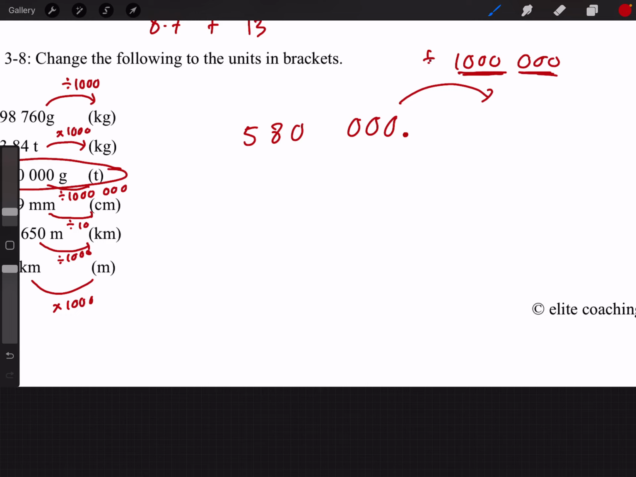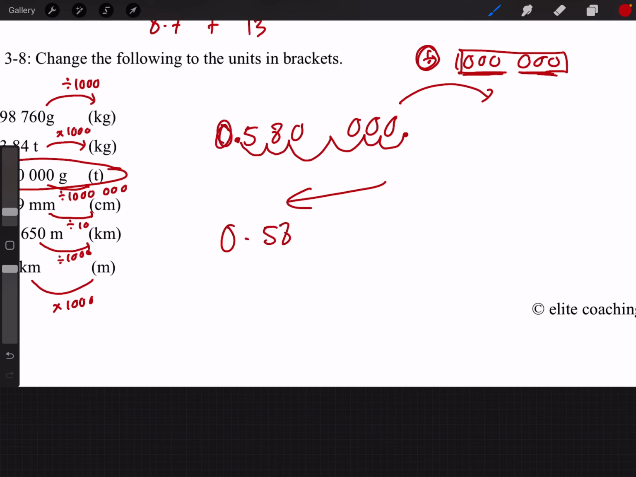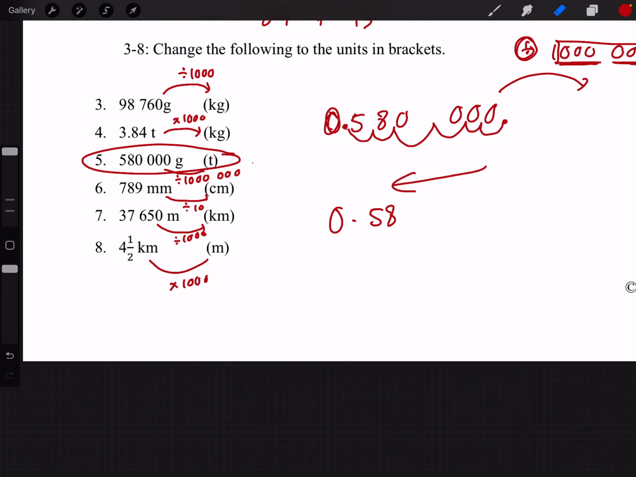When you divide, the decimal place jumps to the left. And how many jumps? Well, there are 6 zeros, so 6 jumps. 1, 2, 3, 4, 5, 6. So the answer is 0.580000. But we don't need to write all of these zeros, so we can just rub them out. That's enough. So the answer for that one is 0.58.